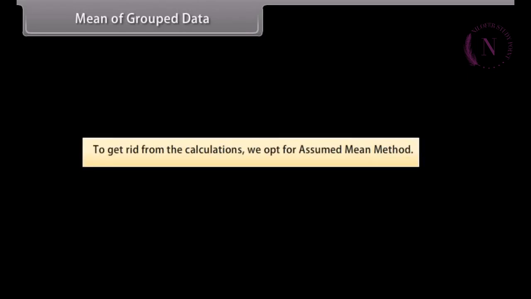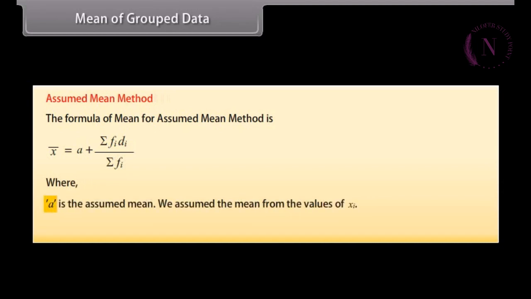Mean of grouped data. Sometimes the product of xi and fi becomes so large that this method becomes quite time-consuming. To get rid of these calculations, we opt for the assumed mean method. Assumed mean method. The formula of mean for the assumed mean method is a plus summation of the product of fi and di divided by summation of fi, where a is the assumed mean. We assume the mean from the values of xi. di is equal to xi minus a.